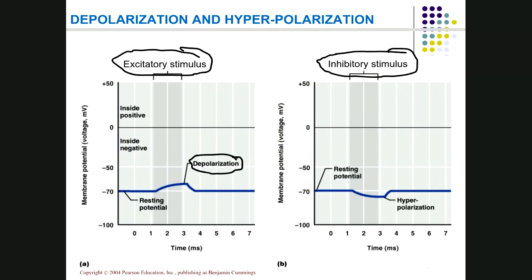This is a hyperpolarization. And right here is where the channels open, the gated channels, they open right there, but it's a different channel. Here it's a gated sodium channel. Here it's a gated potassium channel. And then just like we said before, when I close the channels right here, that's what happens. I'm going to close the channels right there. I'm going to use the sodium-potassium pump and the leak channels to get back to resting potential.